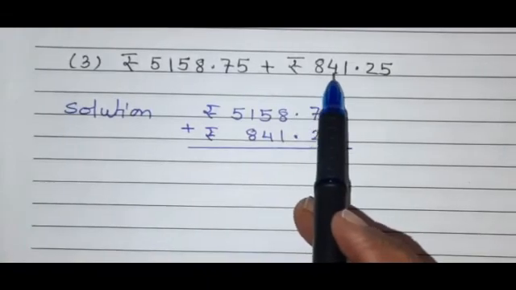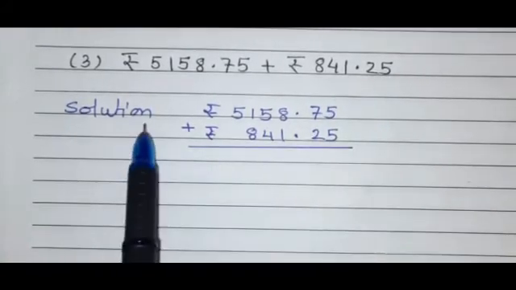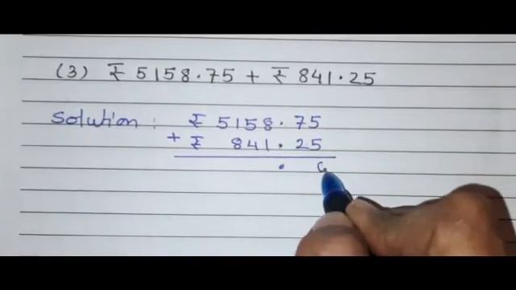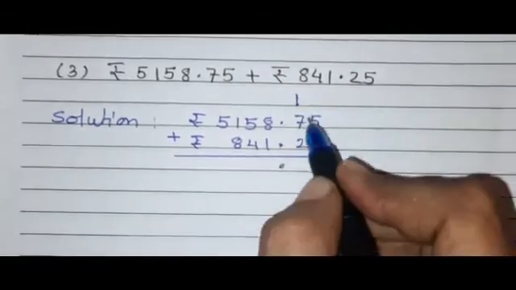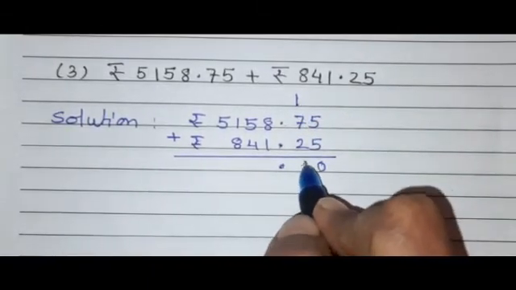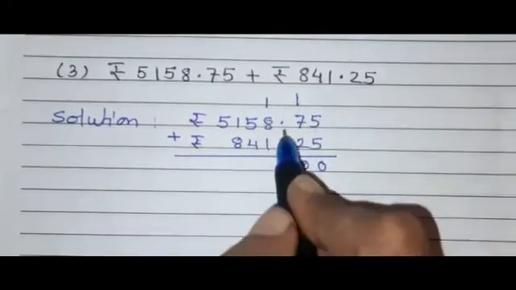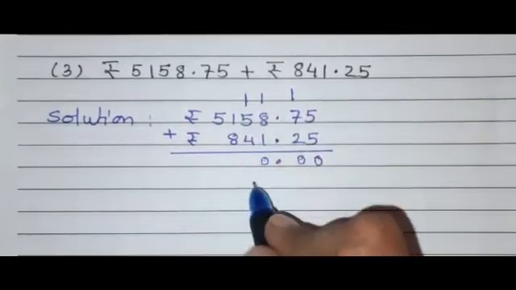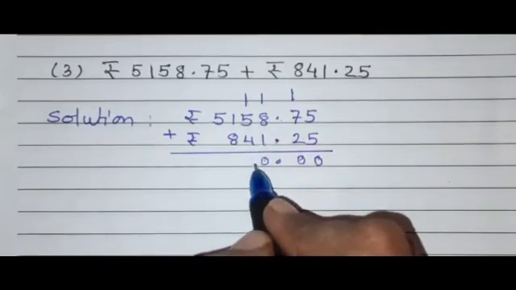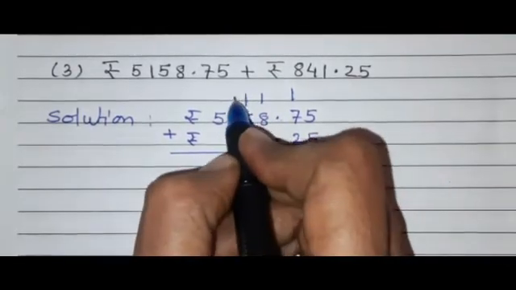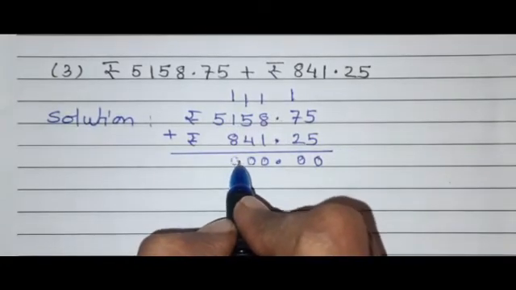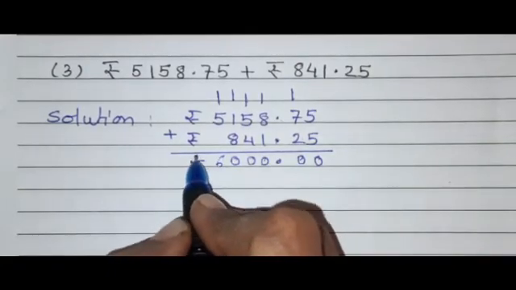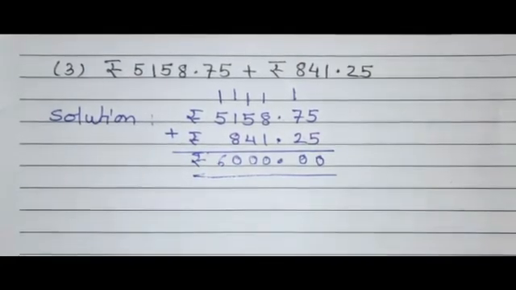Third one, rupees 5158.75 plus rupees 841.25. In solution, also write this point. 5 plus 5 is 10. So write here 0 and carried 1. 7 plus 1 is 8, plus 2 is 10. Here is 0 and carry 1. 8 plus 1 is 9, plus 1 is 10. Here is 0 and carried 1. Here is 5 plus 1 plus 4 is 10. So here is 0 and carry 1. Again this one is 10. So write here 0 and carried 1. 5 plus 1 is 6. And write rupees as it is. So answer is rupees 6,000. Thank you.